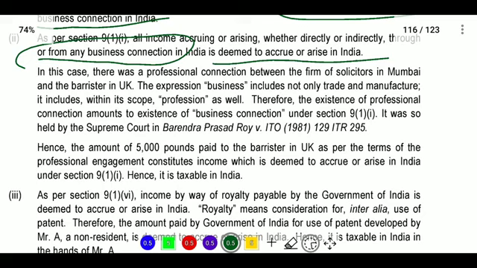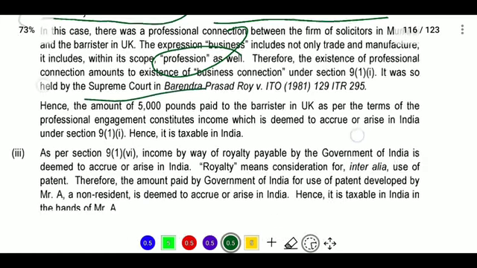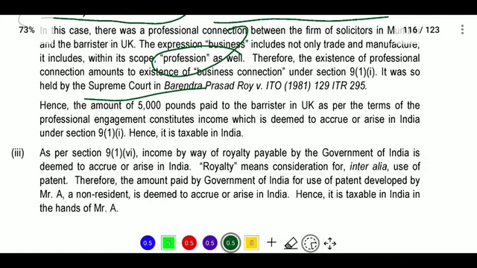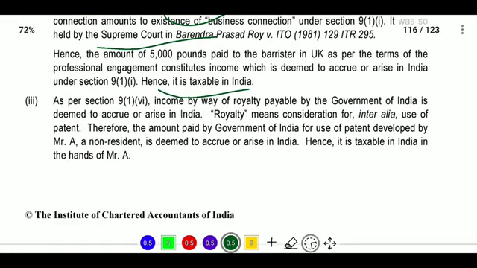So business includes not only trade and manufacture. It includes within its scope profession as well, and therefore existence of professional connection amounts to existence of business connection under section 9(1). It is so held by Supreme Court. So the amount £5,000 paid to barrister in UK as per terms of professional engagement constitutes income which is deemed to accrue or arise in India. It will be taxable in India. Next, as per section 9(1), income by way of royalty.